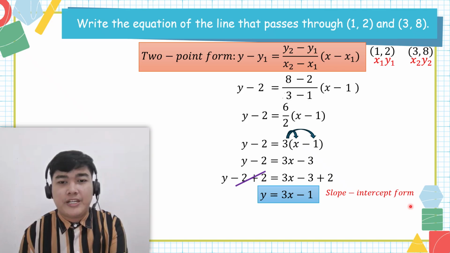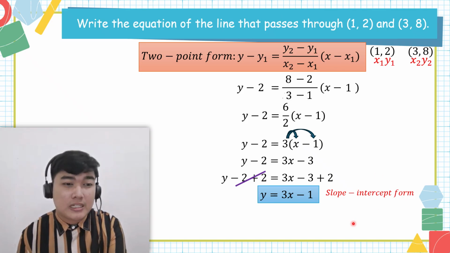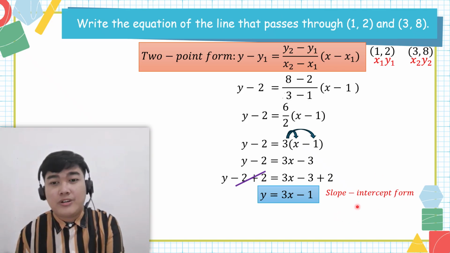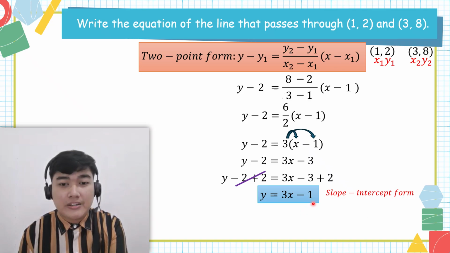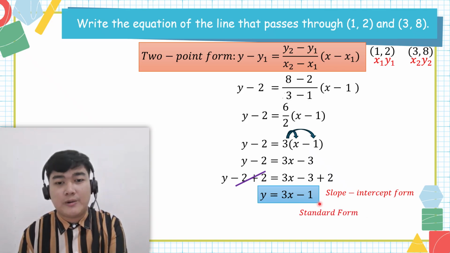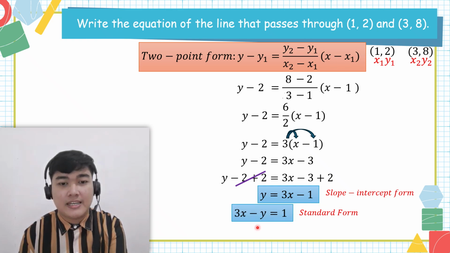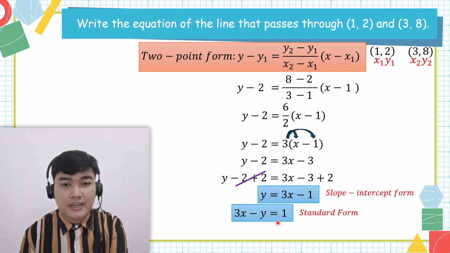So if, for example, in your problem, the question is to write your equation in standard form, we can rewrite this in standard form. The standard form of y equals 3x minus 1 is 3x minus y equals 1.